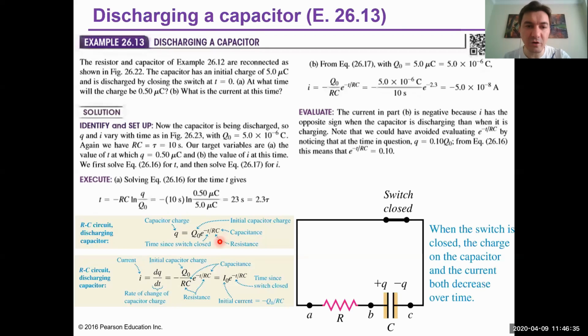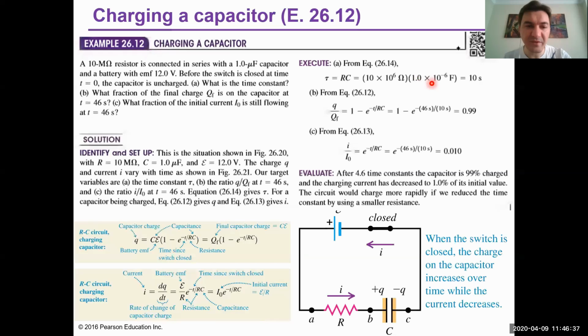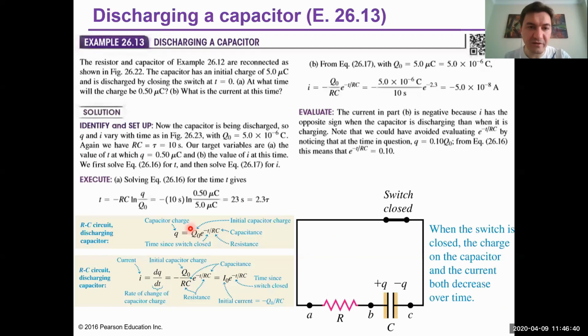So RC is known from that one, 10 seconds, okay? Q0 is given here, 5 microcoulomb. Q is given, 0.5 microcoulomb. Put it there, then you can calculate time, 23 seconds. After 23 seconds, the initial charge of the capacitor will be decreased to 0.5 microcoulomb, okay? It will be discharged very fast within 23 seconds. So it goes to a very small value compared to the initial value of the charge.